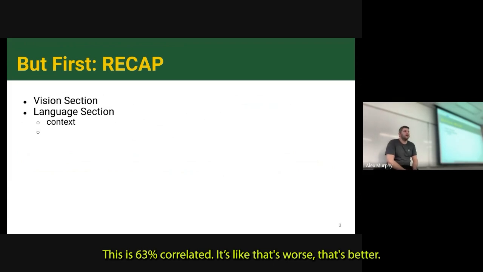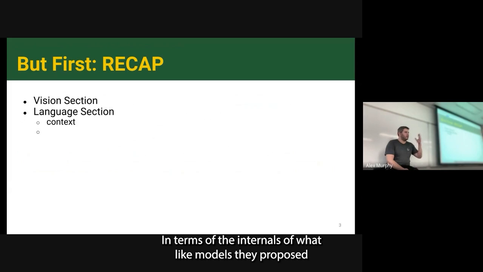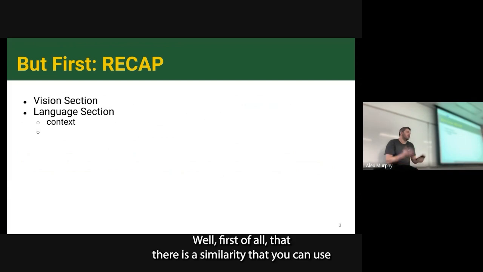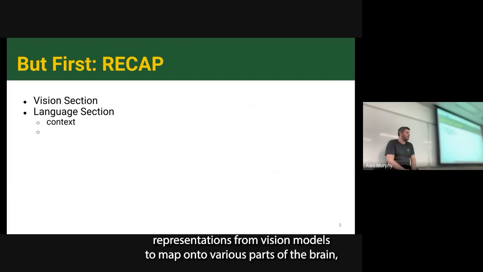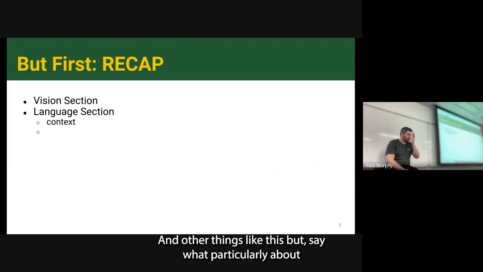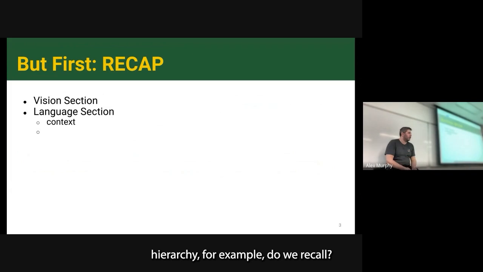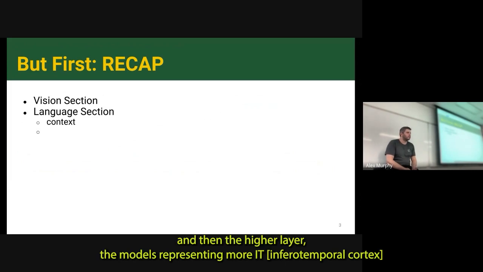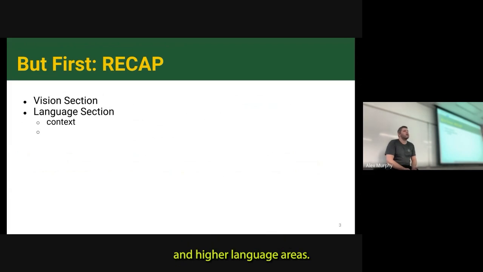Yeah, in terms of the internals of the models they proposed and the methods they use, is there anything? Well, first of all, there is a similarity that you can use representations from vision models to map onto various parts of the brain, both in intracranial recordings in monkeys and using fMRI. Did you look at any image? No, we didn't, did we? And other things like this. But what particularly about hierarchy, for example, do we recall? The middle layers being representative of the lower visual cortex, and then the higher layers of the models representing more of the IT and the higher language areas.